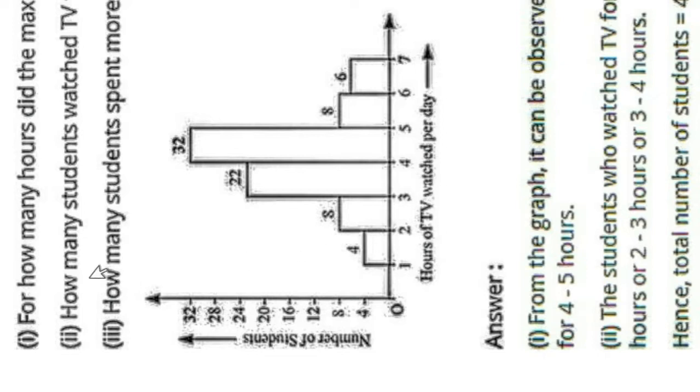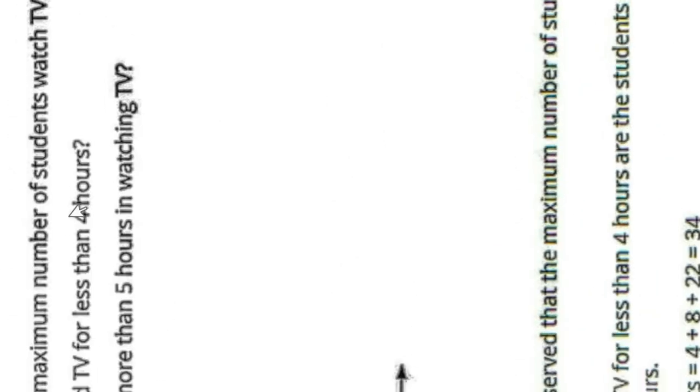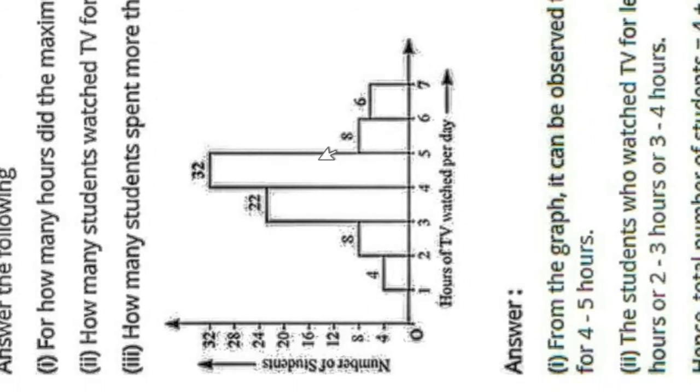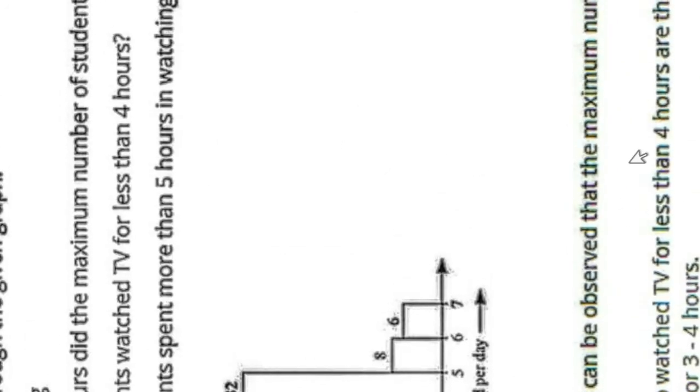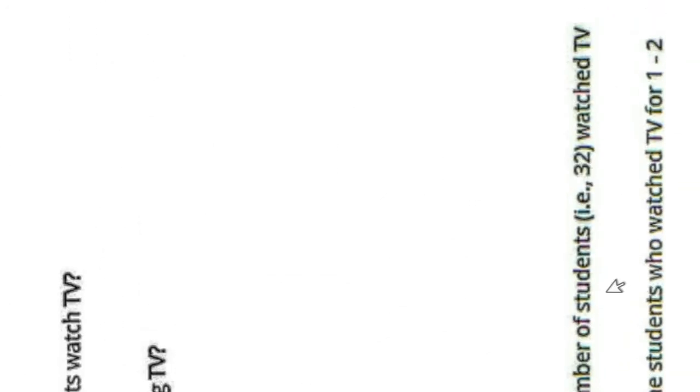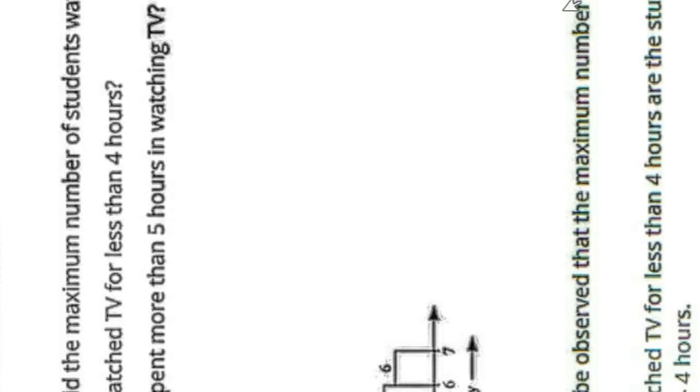So question number 1. For how many hours did the maximum number of students watch TV? So this is the maximum because this is the longest bar. So this is showing the maximum number of students. So it is between 4 to 5 hours. From the graph it can be observed that the maximum number of students, that is 32, watch TV for 4 to 5 hours. See, for 4 to 5 hours, how much is the maximum number of students? 32, and it is for 4 to 5 hours.